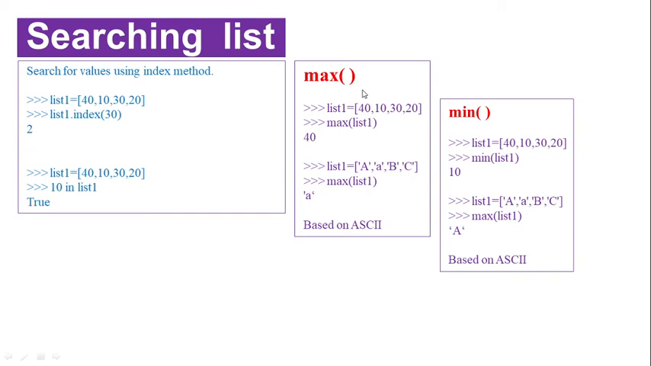2 built-in functions. From the names themselves we can define max and min. Max returns the maximum value, the biggest value, and min returns the minimum value, the smallest value. We have examples to make the concept simple. List 1, 40, 10, 30, 20, max of list 1. Working with numeric values is very simple in any programming language. So max of list 1 is 40.